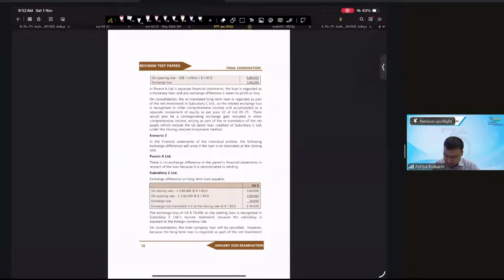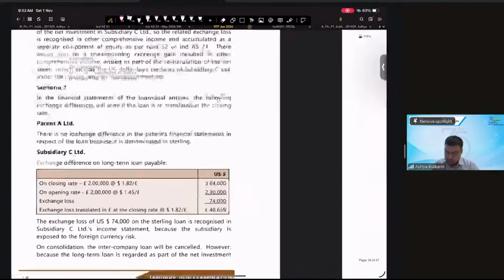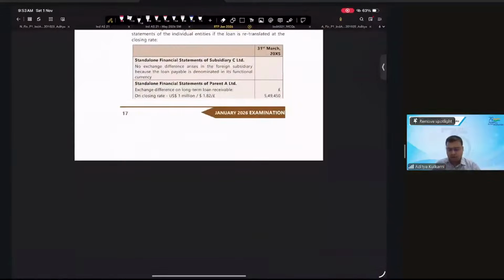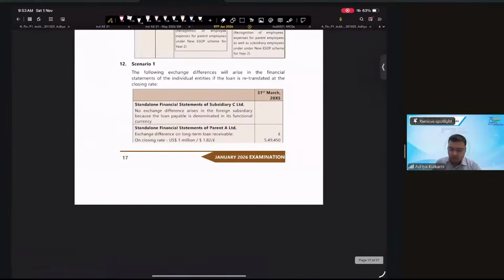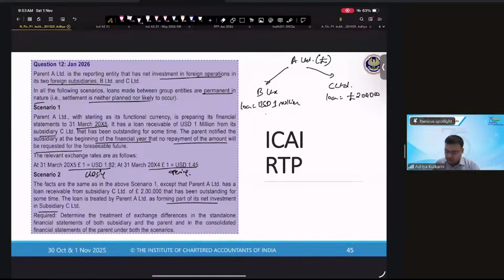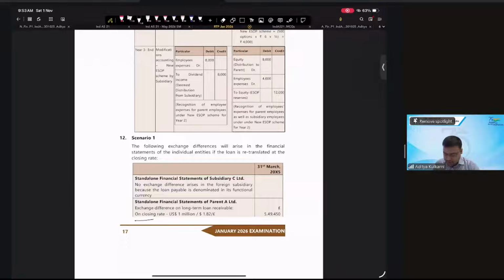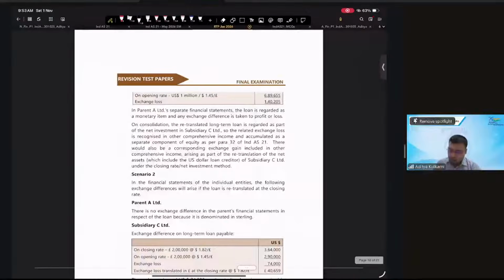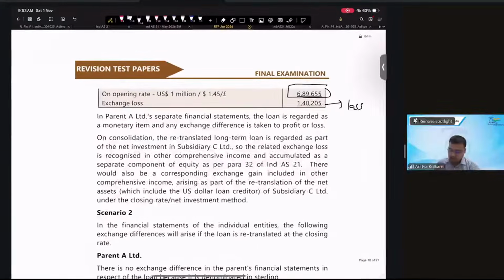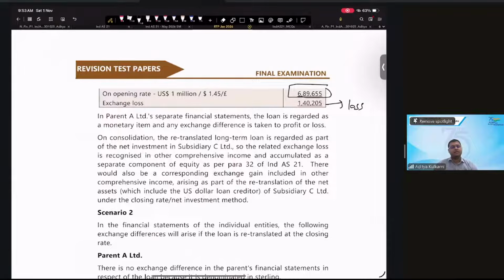Okay. All right. Now see, very simple question, not at all a problem. Okay, what was scenario 1? A loan of $1 million given to B. Okay, and these are the exchange rates. Now at the closing exchange rate, this is the balance, 549,450. At the opening exchange rate, it was 689. So currently there is an exchange loss of 1,40,205.